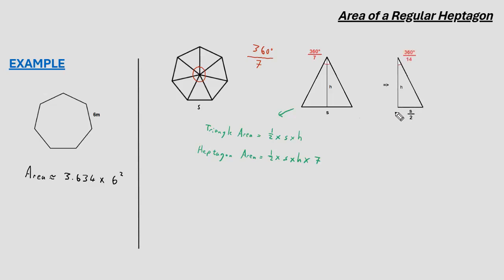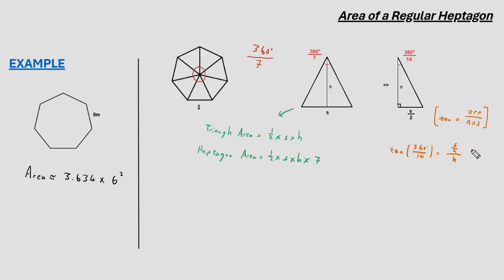What this does is give us a new triangle, which is a right angle triangle, where the base is now s over 2, and also the top angle here is now 360 degrees over 14 rather than 7. Now at this point we can recall that the tan ratio for an angle in a right angle triangle is the opposite side of the angle over the adjacent side. So we can look at our angle 360 degrees over 14. What we have, the opposite side is s over 2, and the adjacent side is the height h.